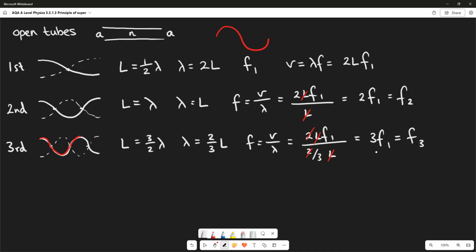We're going to have a quick look at a couple of practical applications of standing waves now, where we can do some calculations and compare our answers to expected values.